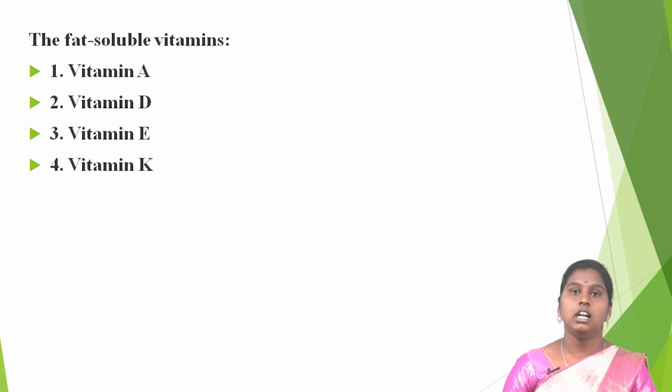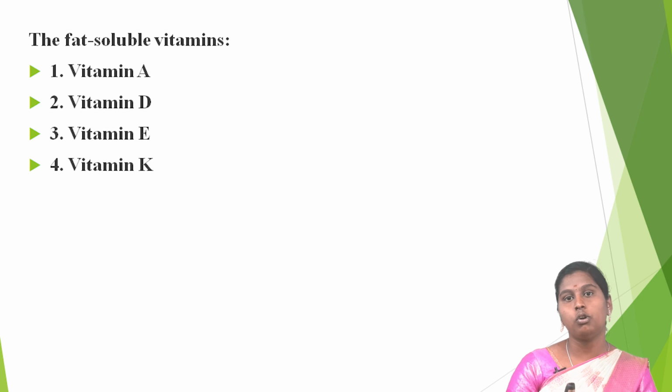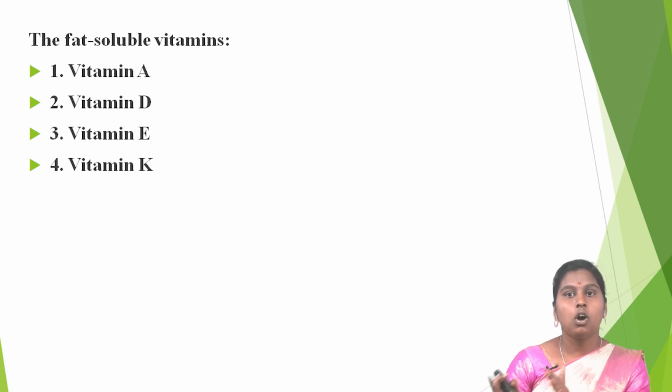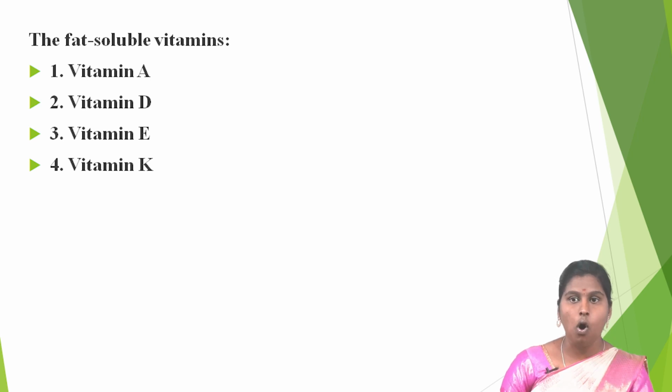Next, the fat-soluble vitamins are divided into four types: vitamins A, D, E, and K. Their function: fat-soluble vitamins are absorbed in the intestine along with fats in the diet. Unlike water-soluble vitamins, fat-soluble vitamins can be stored in body tissues. Excessive amounts in the diet can cause a toxic condition called hypervitaminosis.